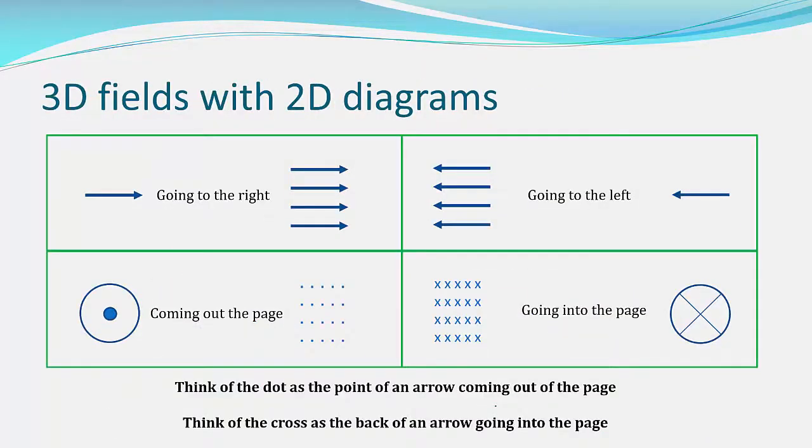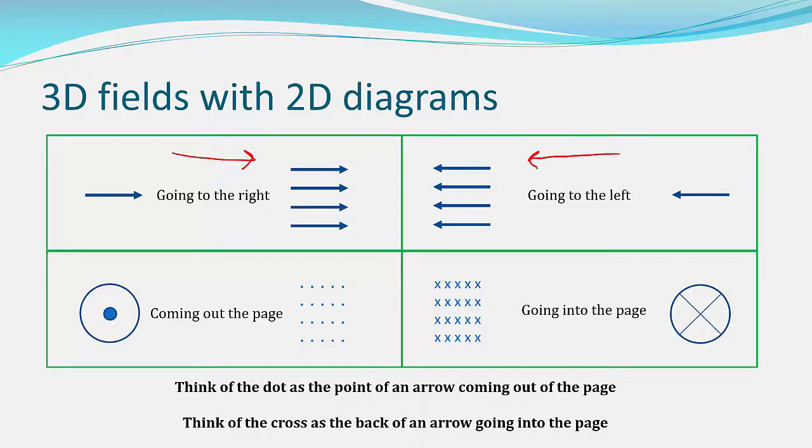Before we start looking at applying the right-hand rule, it's important that you know how to draw and demonstrate your knowledge of electric and magnetic fields. These are just some pointers on drawing magnetic or electric fields using two-dimensional diagrams. The first two are fairly straightforward. When you want to draw a field going to the right, you just draw a line that goes to the right. And when you want to draw a magnetic or electric field going to the left, you just draw it going to the left.